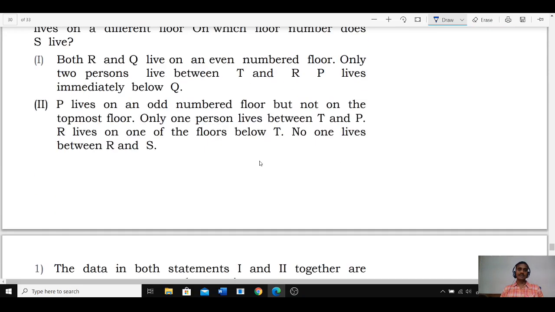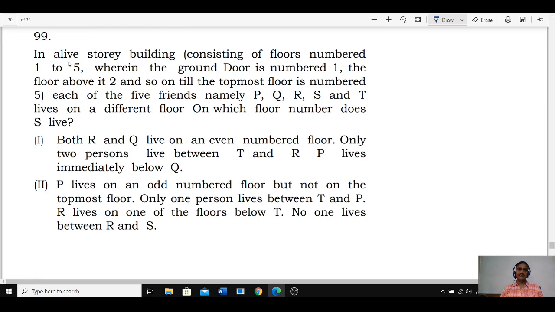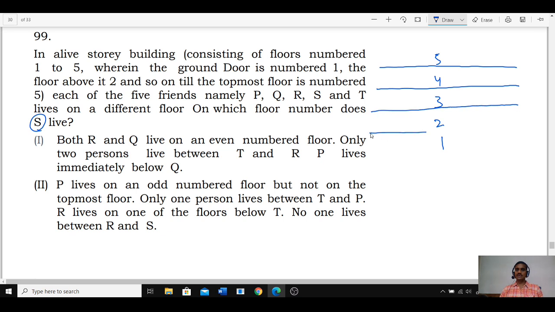Then 99. Now in this 99, what is the question we have? In a 5-story building consisting of floors number 1 to 5, where the ground floor is 1, and the floors are 5, 4, 3, 2 and 1. Each of the 5 friends P, Q, R, S and T live on different floors. On which floor does S live? Now in order to identify this, tell me what information we require.